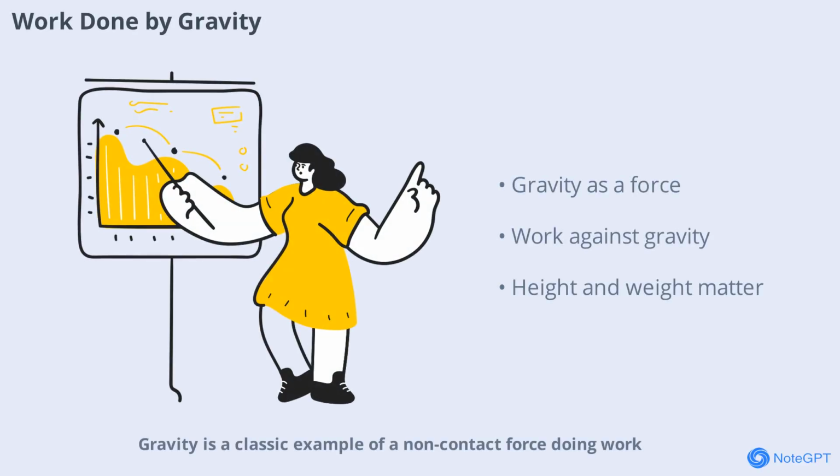Gravity is a classic example of a non-contact force doing work. When you lift an object, you work against gravity. When you drop it, gravity does positive work as the object falls. The amount of work done by gravity depends on the weight of the object and the height it moves. This concept is essential for understanding potential energy, which we'll discuss soon.